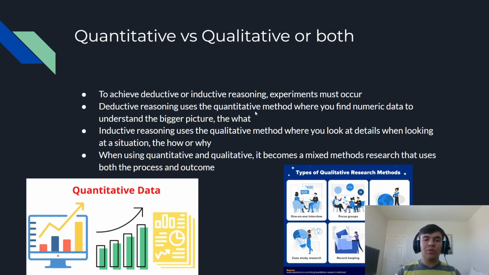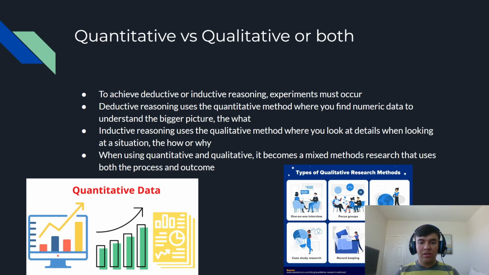Deductive reasoning uses quantitative method, where you find numeric data to understand the bigger picture, the what, and you use graphs, pie graphs, bar graphs to understand deductive reasoning, the theory. While inductive reasoning uses qualitative method where you look at the details instead of the numbers, the details of the situation using the how or why.